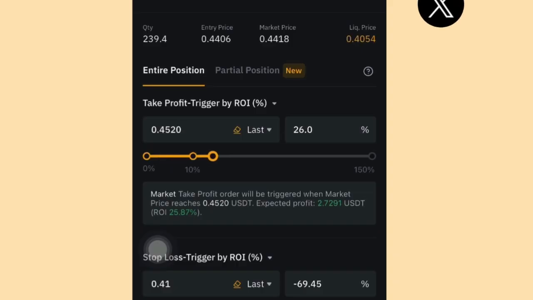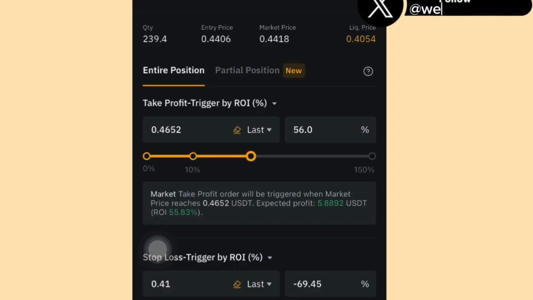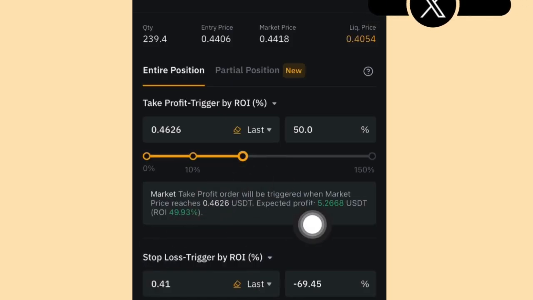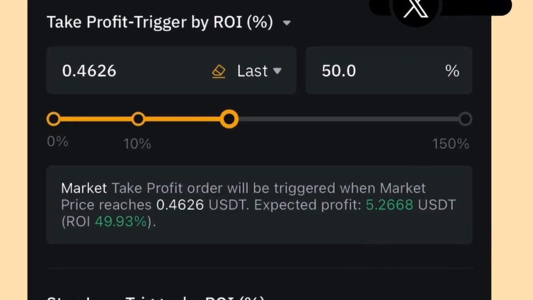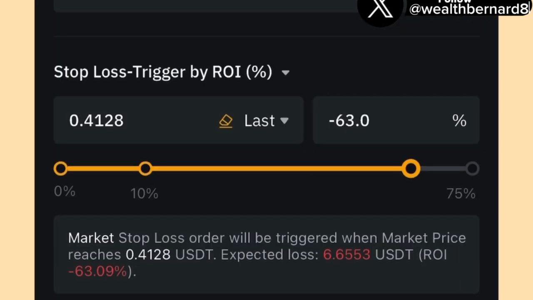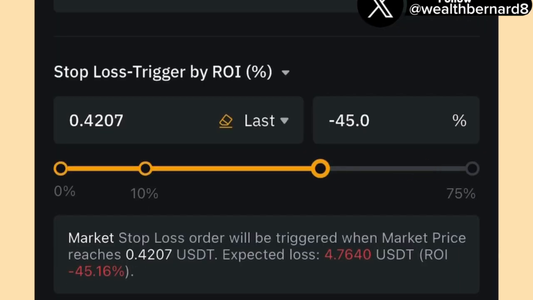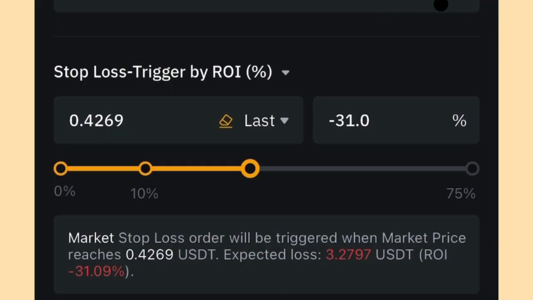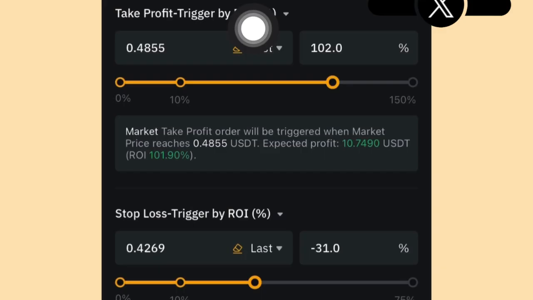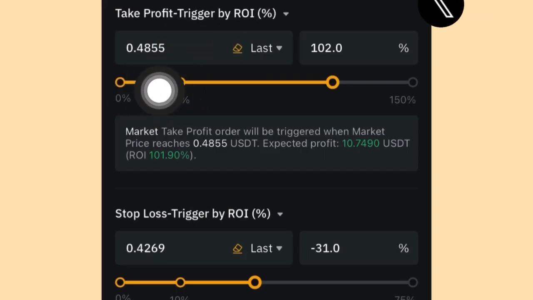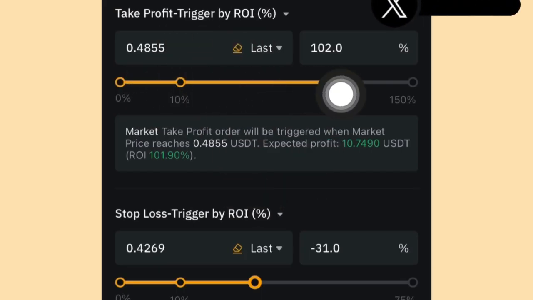So I'm going to increase it to 50%. Once this gets to 50%, we're going to be making a profit of 5 USDT. This is to say our loss is now more than our profit, so I'm going to reduce the loss to 45 or 31%. That's to say we can make 5 extra USDT from this. If you want to increase it maybe to 100%, what you're saying is that when MANA USDT gets to 0.4855, it should take profits for you.